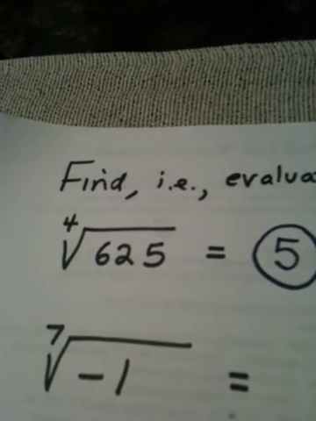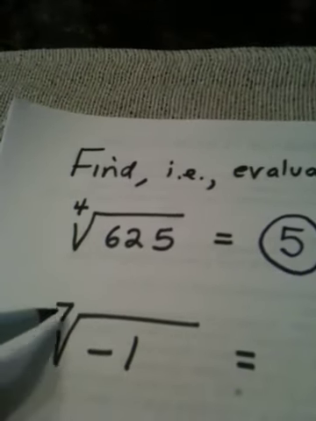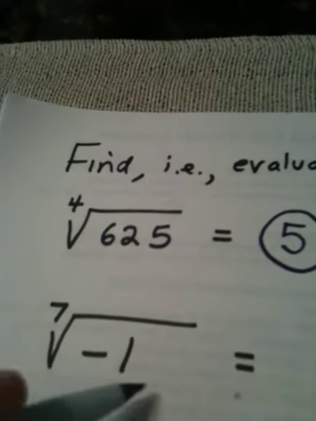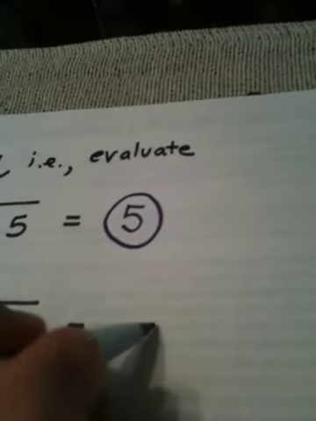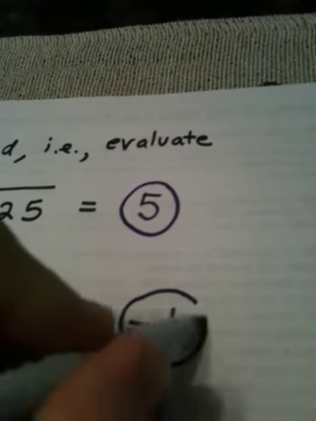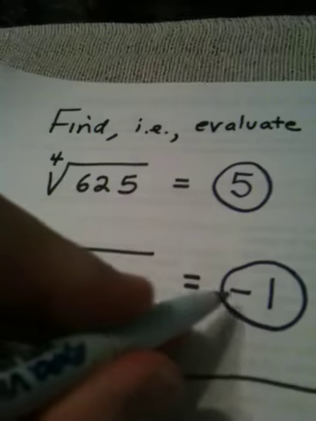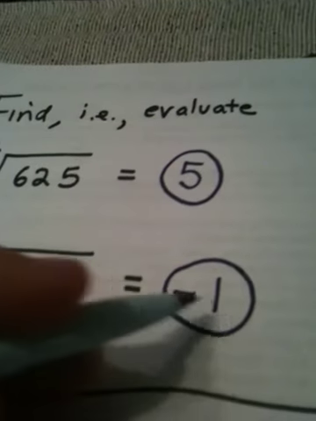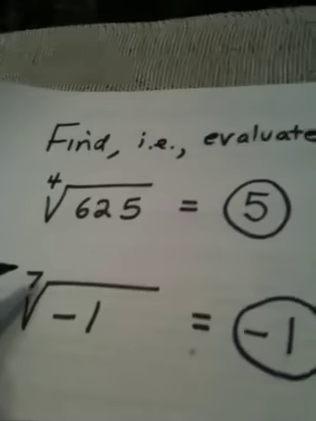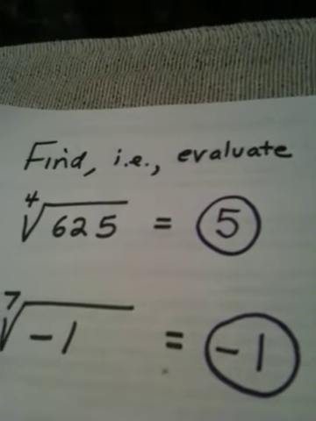We don't even need a calculator for this. What number multiplied by itself 7 times would give you a -1? Well, pretty much without doing much thinking, the answer has to be negative, because if this is an odd index, to get a negative answer it has to be negative. Negative 1 multiplied by itself 7 times would be negative 1.